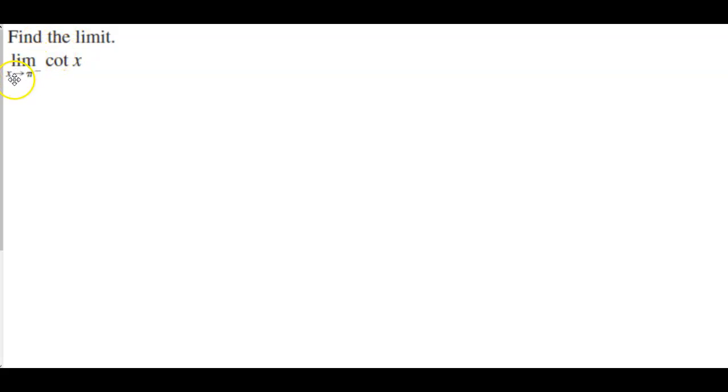Here we want to find the limit as x is approaching pi from the left of cotangent x. Now, what do we know about cotangent of x? Well, we know that the tangent of x is equal to the sine of x over the cosine of x. And therefore, we know the cotangent of x is the reciprocal. So we know that's cosine of x divided by the sine of x.